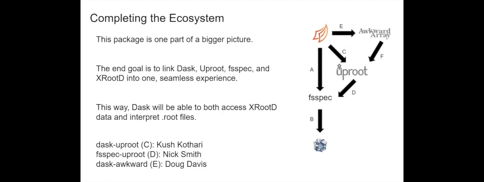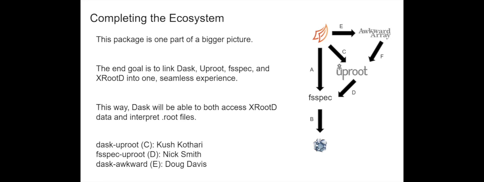So this is all part of a larger effort to unify a few pre-existing tools with Dask. On the right, you can see each pre-existing software package linked by arrows, which represent the software that connects them. Like my project is represented by the B arrow, which connects FSpec to xrootd. Arrows C, D, and E are currently being developed, and arrows A and F already exist. So as it stands right now, Dask can definitely read xrootd files through FSpec.